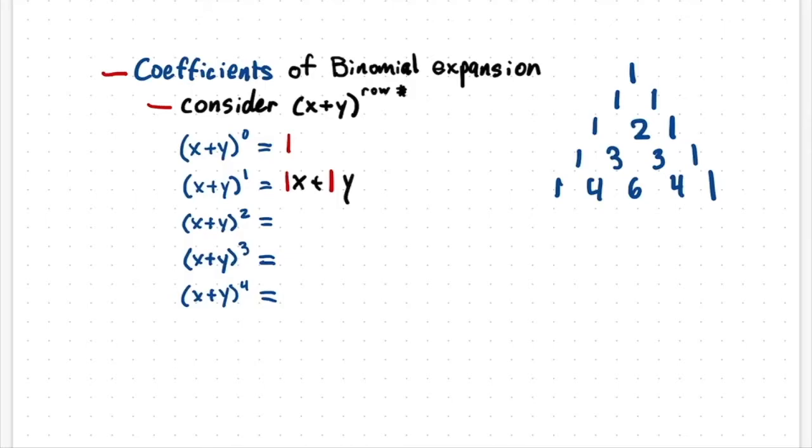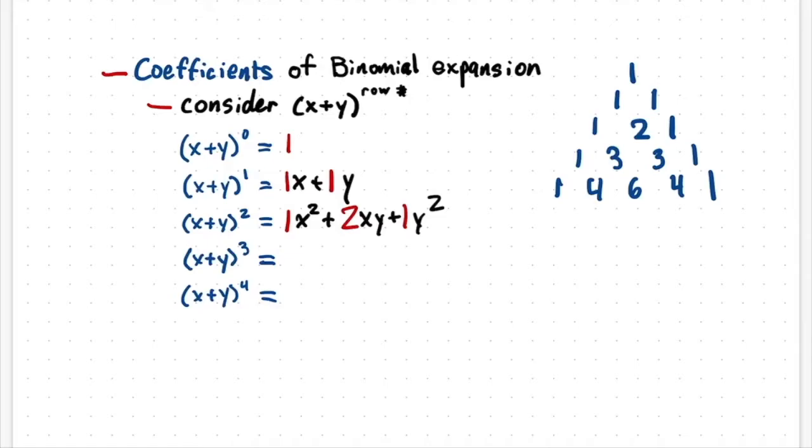And x plus y squared is just equal to 1x squared plus 2xy plus 1y squared.